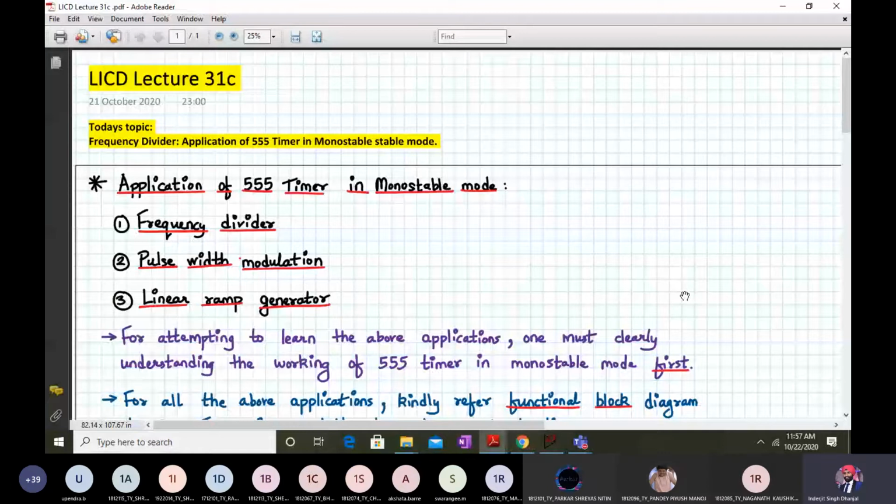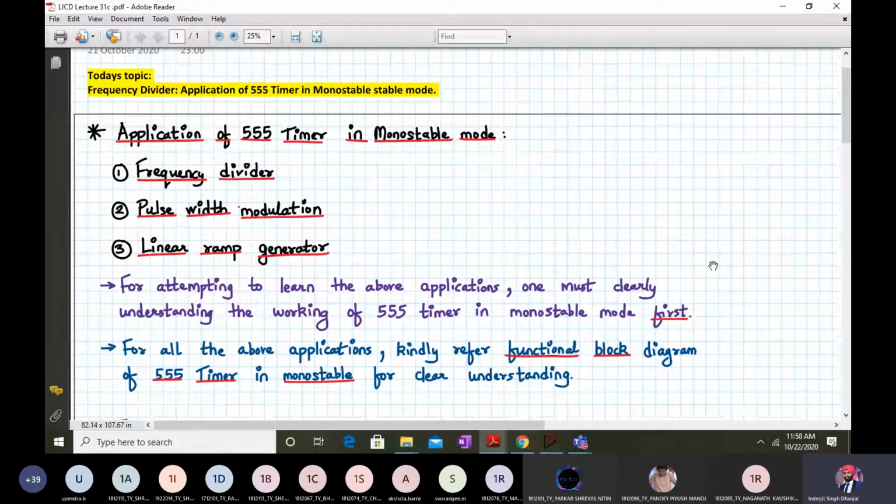Today we are going to discuss the various applications of 555 timer in monostable mode. There are actually four applications, one of them I have not written over here. One is frequency divider, which we will study and simulate in LTspice. All of them we will simulate in LTspice. Next is pulse width modulation. Next is linear ramp generator. And the fourth one, which is missing, is pulse detector.